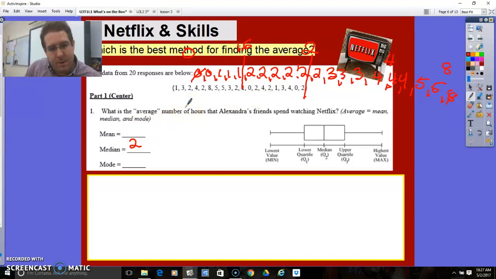So if there was another number that also repeated 5 times, there could be 2 modes, there could be 3 modes, there could be more than one mode. There also could be no modes. If all the pieces of data were all different, then there'd be no modes. Don't write 0 because 0 would imply the fact that 0 is the mode, and that would be an incorrect answer. So if there's no mode, make sure you write the words no mode.